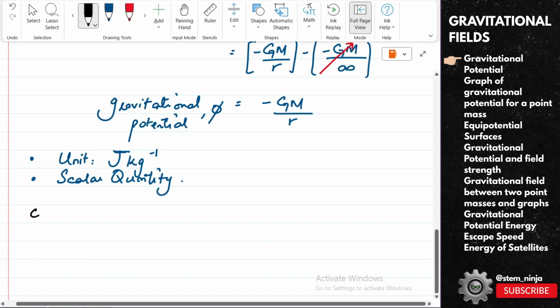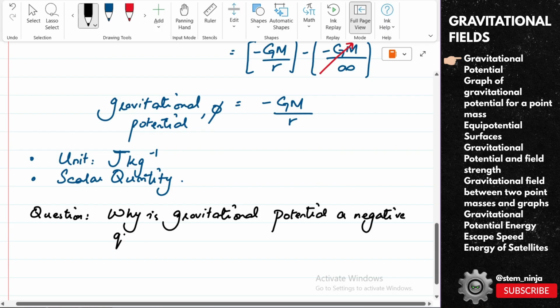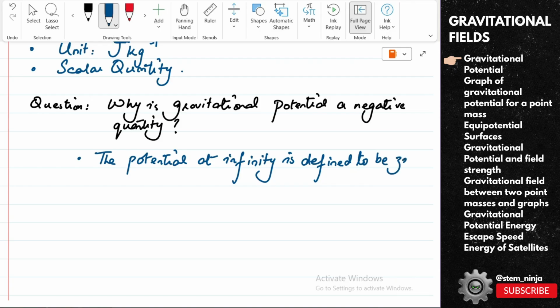This is a very important question, a very frequently examined question in fact: why is gravitational potential a negative quantity? So, first point is that the potential at infinity is defined to be 0. This is the limit for this.